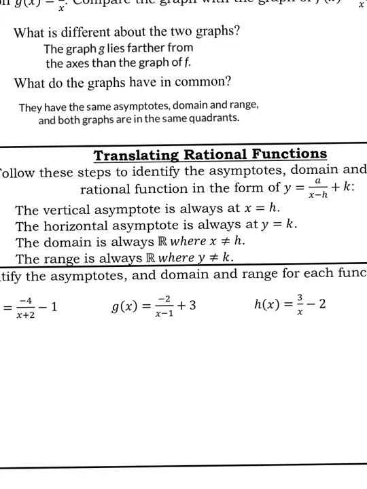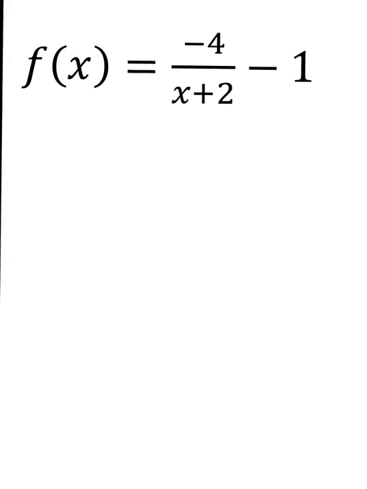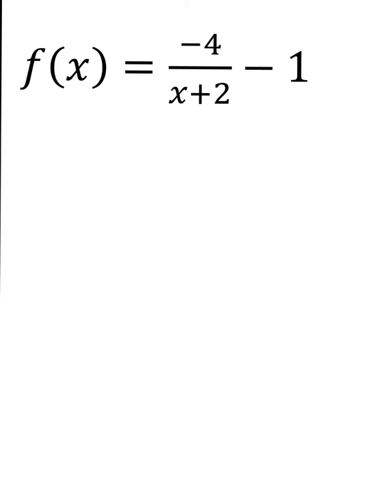number. And then the domain is always all real numbers where x can't equal h. And the range is all real numbers where y can't equal k. All right, so here is my first example. Let's identify what the vertical asymptote is. So here we have x plus 2. So your vertical asymptote is always x equals.